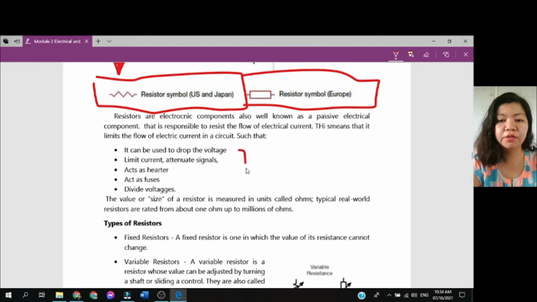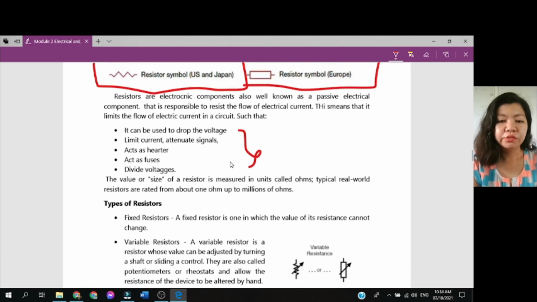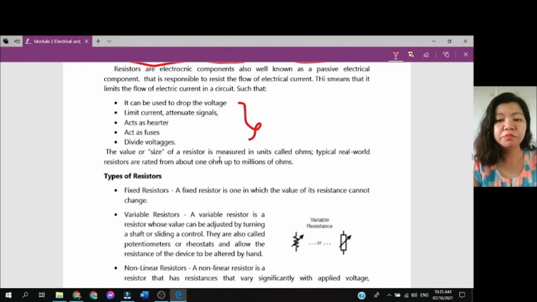Kung wala tayong fuse, then we can actually use this as it can act as fuses. So the value or size of a resistor is measured in units called ohms.